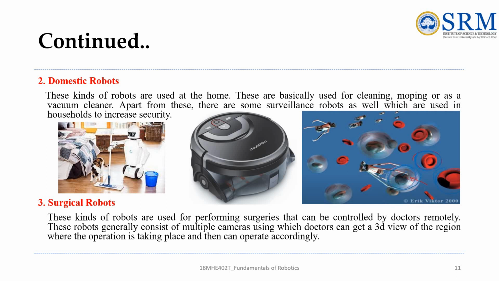Next, the classification as domestic robots. So these are the ones you use at home, like robotic vacuums or mops that help with cleaning. Some are designed for security, like surveillance robots. And third classification is surgical robots. So these are used by doctors for remote surgeries. They have multiple cameras to provide a 3D view of the surgical area, allowing doctors to perform operations with precision.